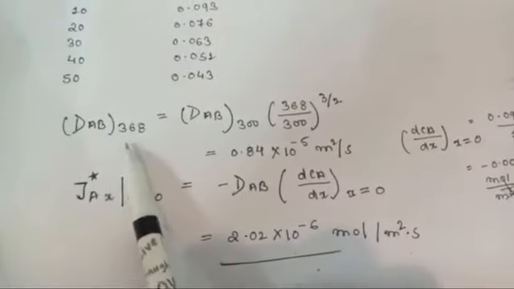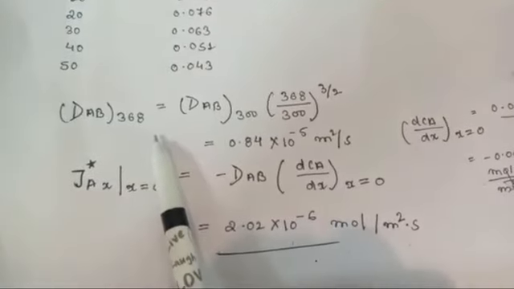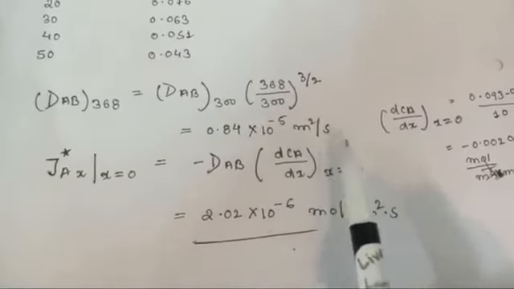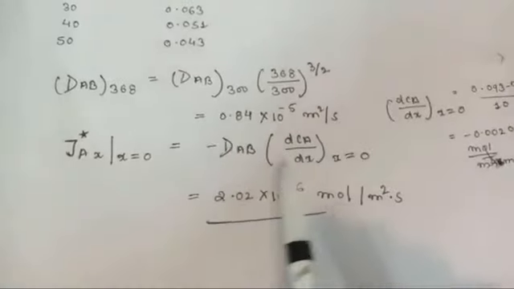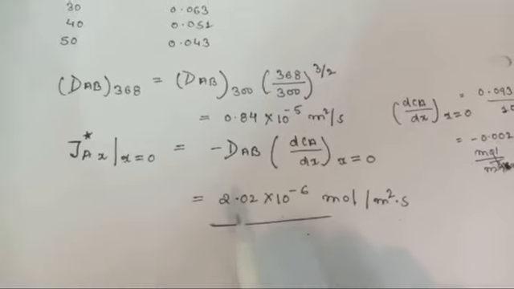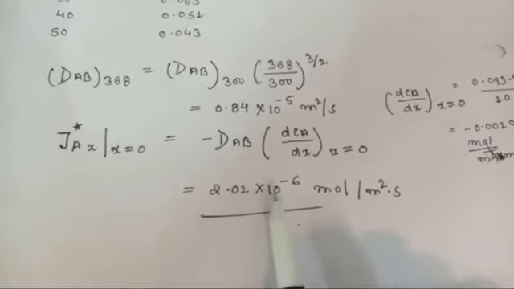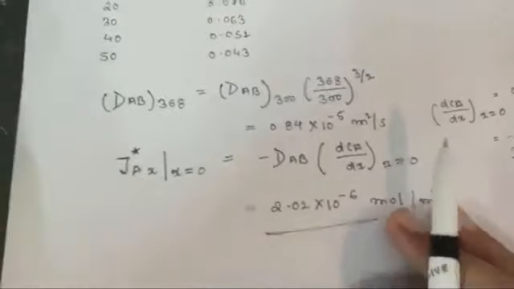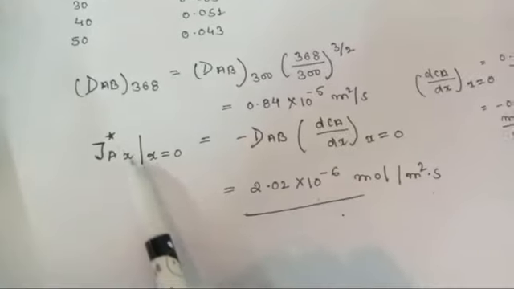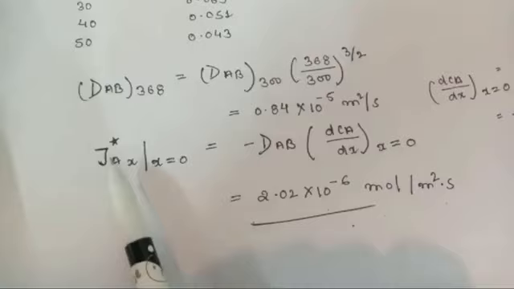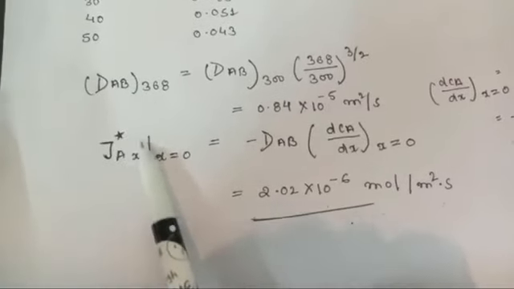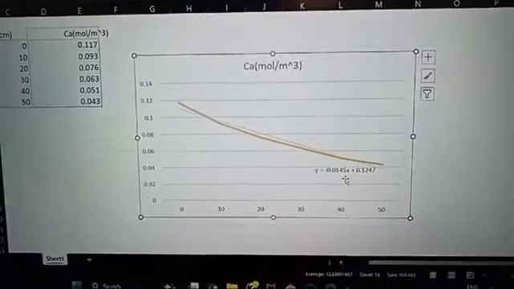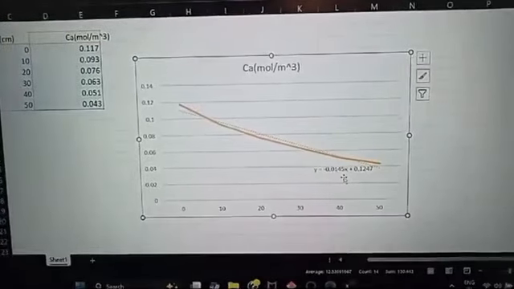And the value of D_AB at 368 Kelvin is 0.84 into 10 to the power minus 5 meters square per second. Now the overall molar flux we have got is 2.02 into 10 to the power minus 6 mole per meter square second. The star above the J_A indicates the molecular flux. My aim was to plot a graph and show you the behavior of the graph.